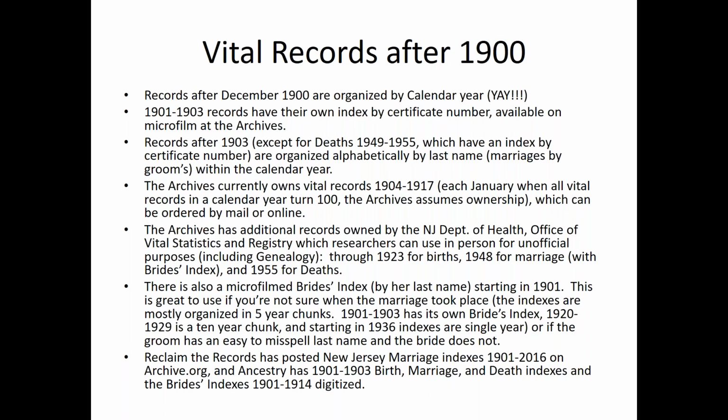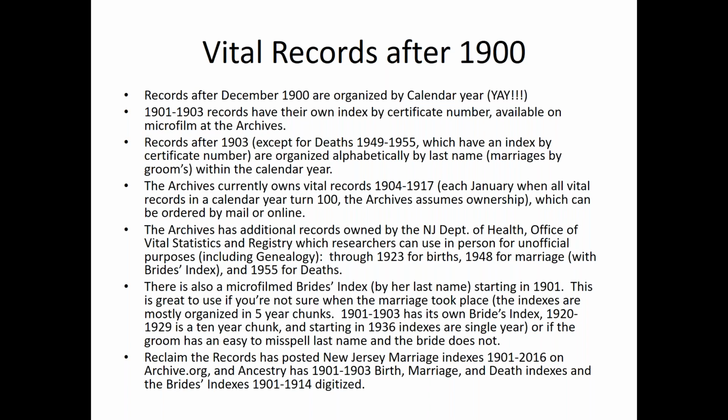So the archives owns the vital records currently. Remember, I said they own all vital records that are 100 years old and older. And they currently own all of the records 1904 to 1917. So if you had a birth, marriage, or death event that occurred before 1918, and you are not in a position to go to the archives in person, you can order those records remotely.